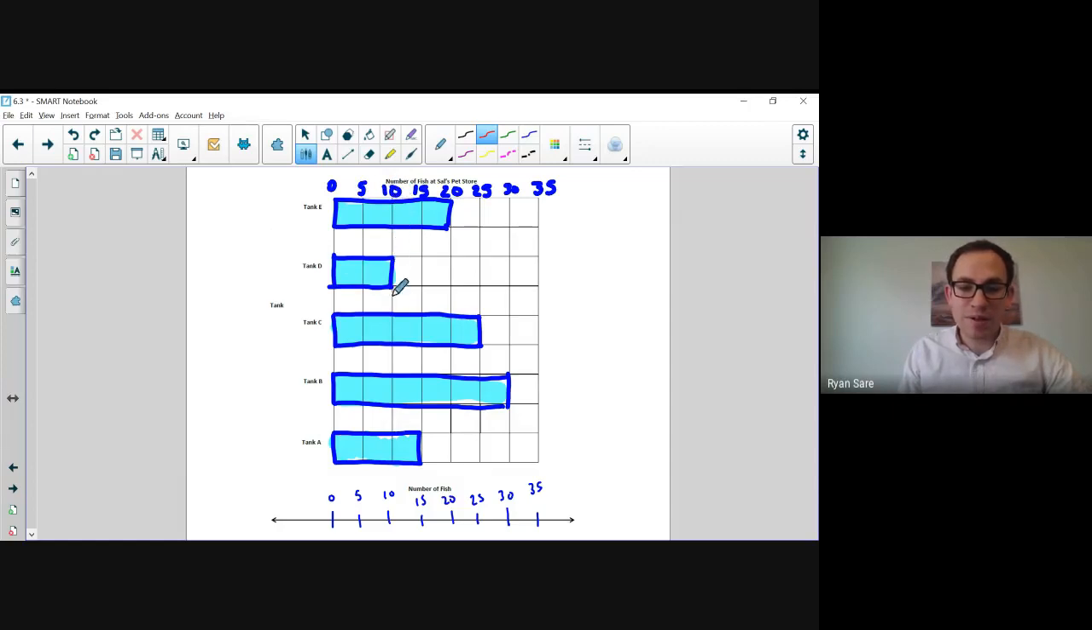The first one that comes up looks like it's tank D, and it's right here, so I'm going to label this with a D. Then my next one is tank A, so I'm going to mark it right here. Then tank E. Tank C is here. And then finally, at the very last spot, we have tank B. I can use this number line to clearly see tank B is the largest and tank D is the smallest, and this is just showing it on a number line.